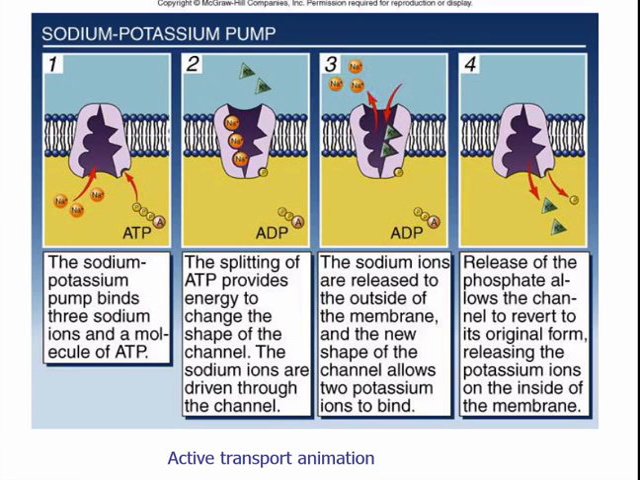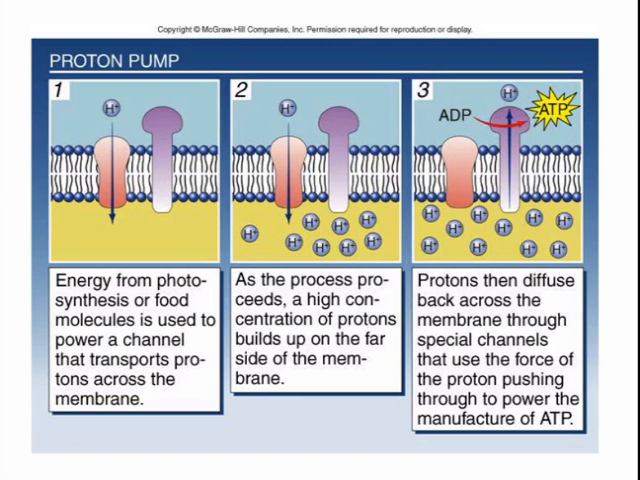So again, this is active transport. The sodiums are being pushed out of the cell. The potassiums are being pushed into the cell by using a molecule of ATP. We pop off that 3rd phosphate and it turns it into ADP, and that releases the energy necessary to change this molecule. All right, we're almost done.